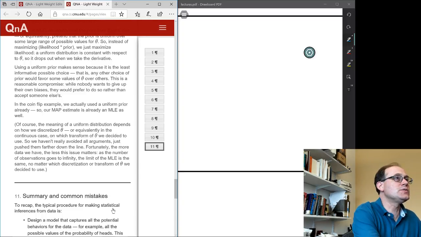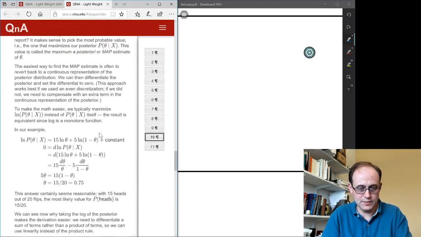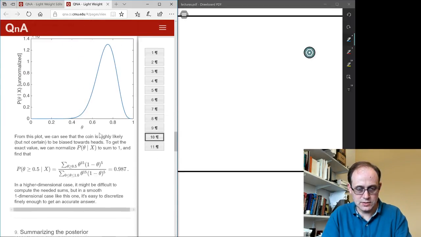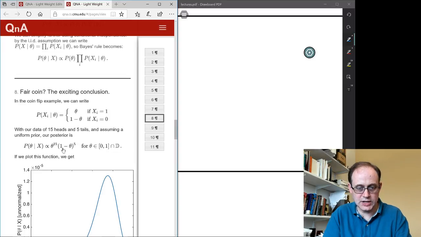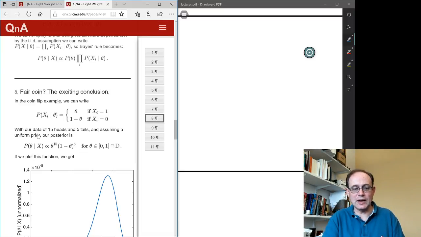Somebody's asking, where is P of theta in this expression? In this expression here, P of theta has gone away because of assuming a uniform prior, right? So P of theta is constant with respect to theta, and so I just get to drop it. So that's a good question. I didn't adequately emphasize that it went away.